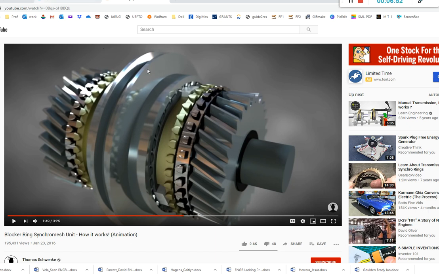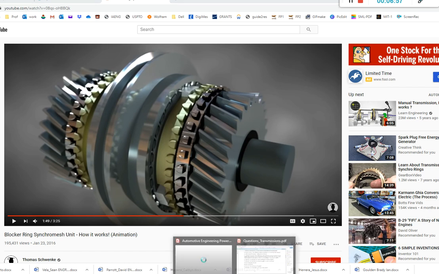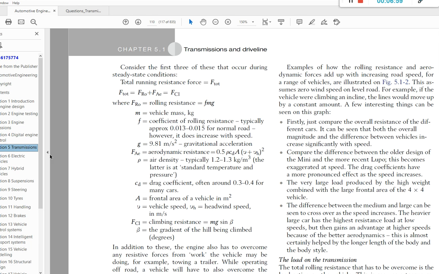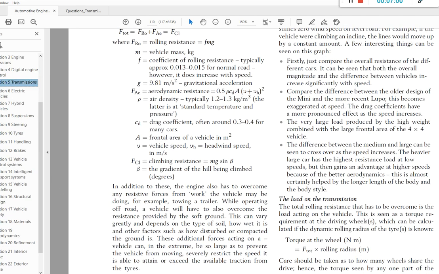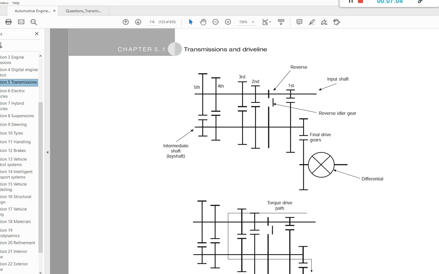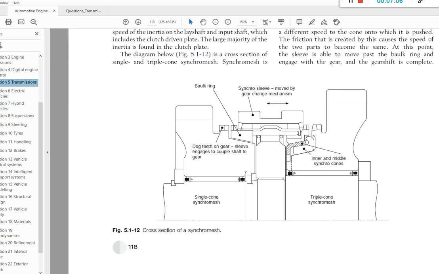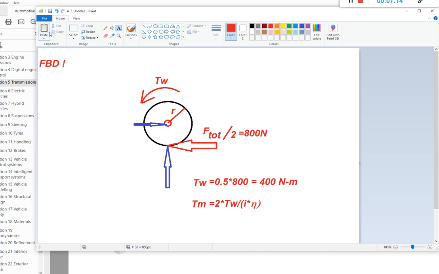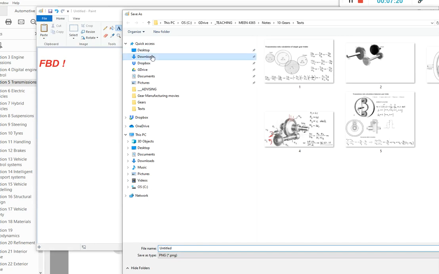Okay, in the actual book there is a figure, and it shows the synchronizer a bit more schematic, so I could copy and paste. Let me save this file, save as, downloads.